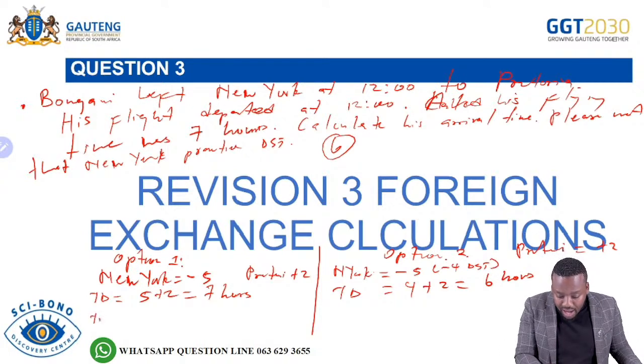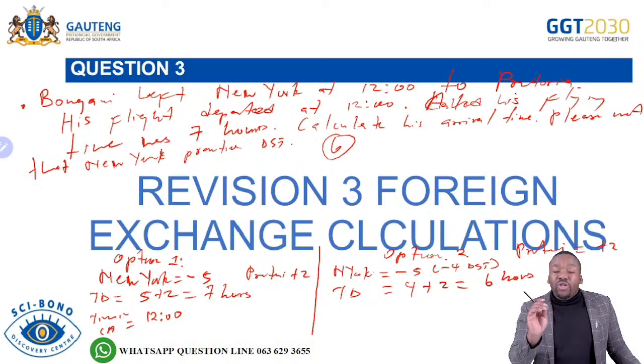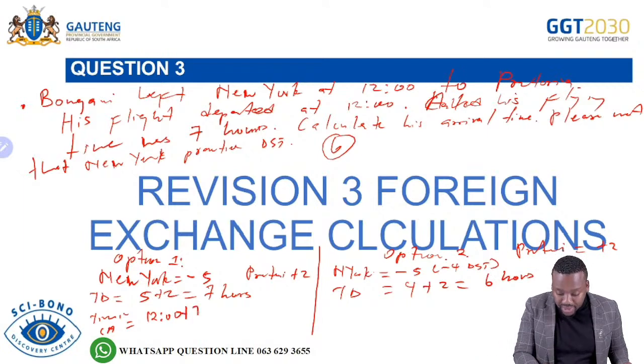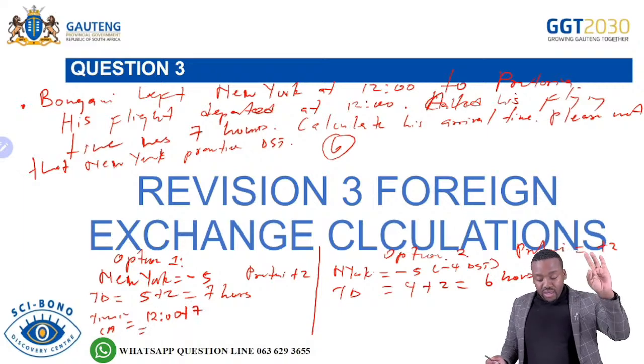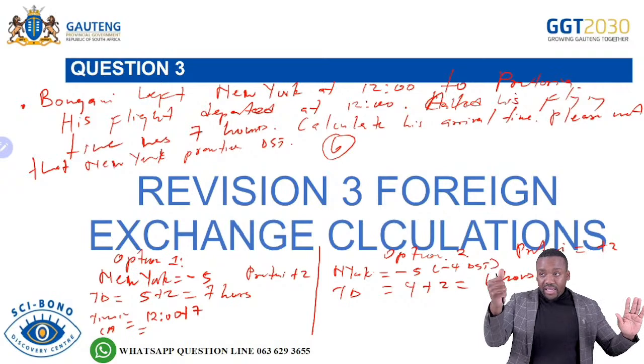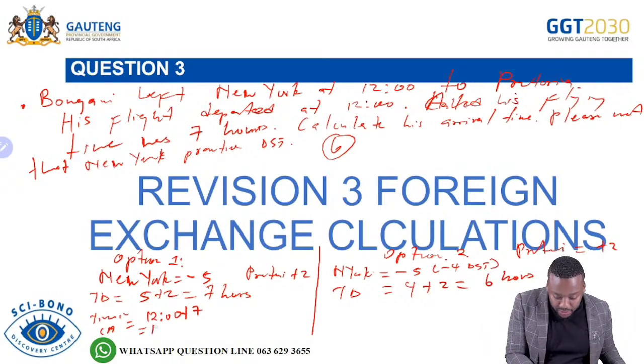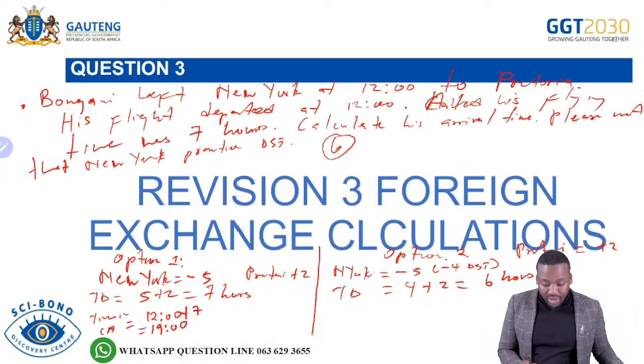Right. Then we are saying Bongani left New York at 12 o'clock. Therefore, you want the time in South Africa. Then you will say 12 o'clock, right? Then you check, where is South Africa? South Africa is on the right of what? Of New York. Therefore, what are you going to do? You're going to add, because our unknown time is on the right. Therefore, 12 + 7, then we have what? 12, 13, 14, 15, 16, 17, 18, 19. Then we've got what? 19 hours, right?